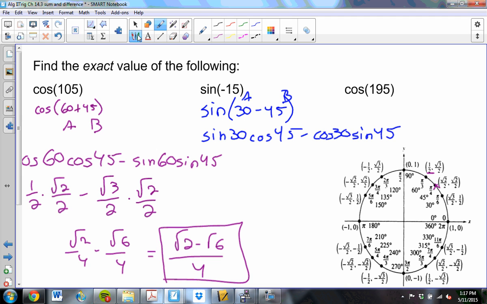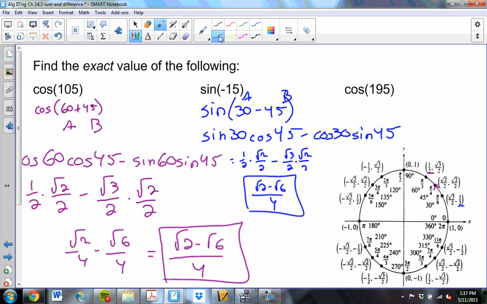Sine 30 is 1/2. Cosine 45 is root 2 over 2. Cosine 30 is root 3 over 2. Sine 45 is root 2 over 2. And I end up getting root 2 minus root 6 over 4. You get a lot of root 2s and root 6s and 4s actually. In this case we got the same thing. Their order can flip, and it's not always root 6s and 2s, but they do come up a lot.